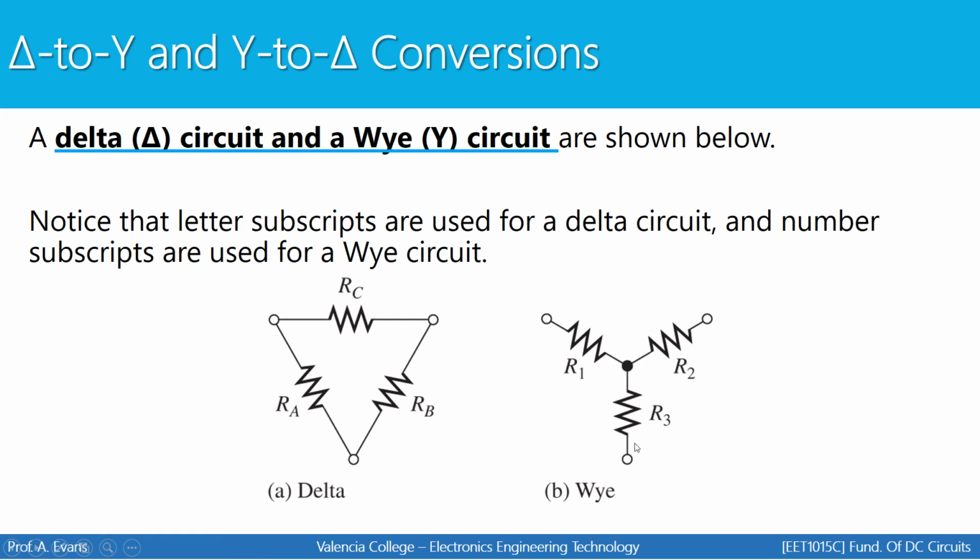Notice that letter subscripts are used for a delta circuit, RA, RB, and RC. And number subscripts are used for a Y, R1, R2, and R3. What we're going to do next is discuss how to convert a delta to a Y and a Y to a delta. And then we'll do an application problem that will demonstrate why you'll want to know how to convert between these two forms. There will be times when being able to do a delta to Y conversion or a Y to delta conversion will make your circuit simpler to analyze.